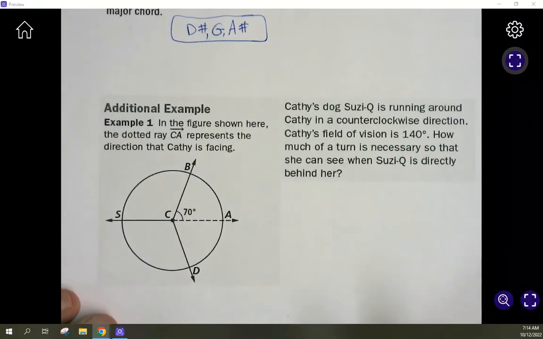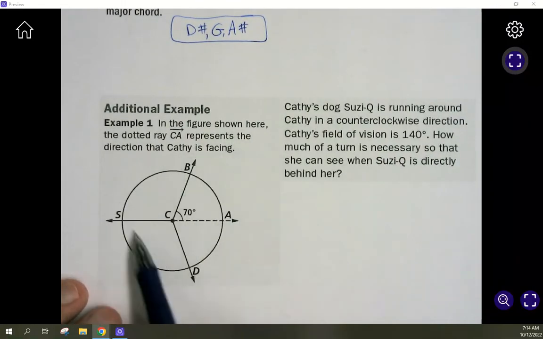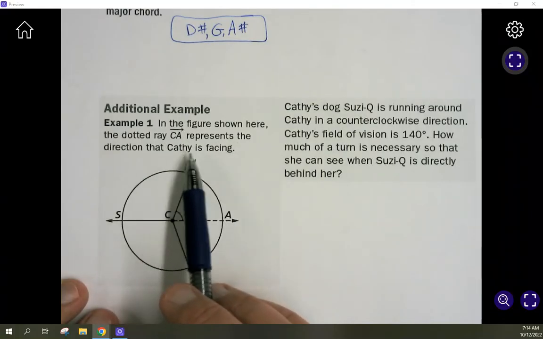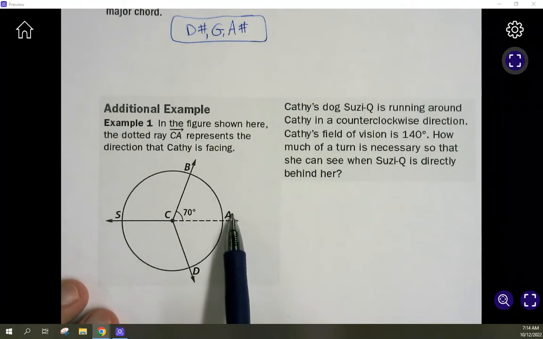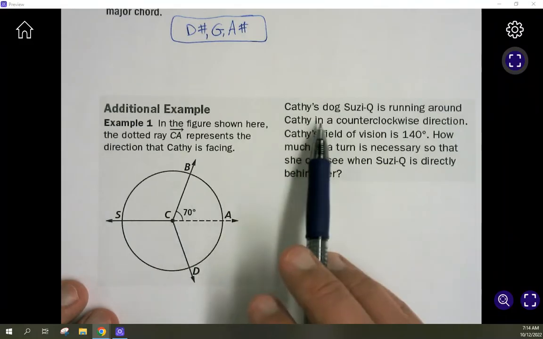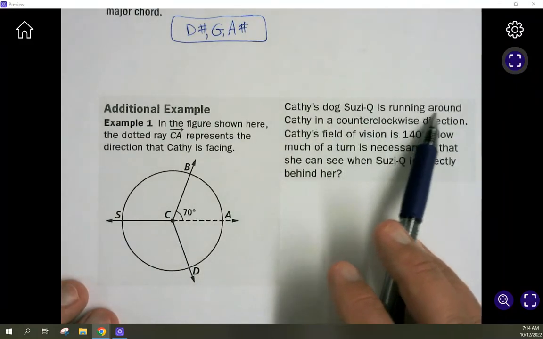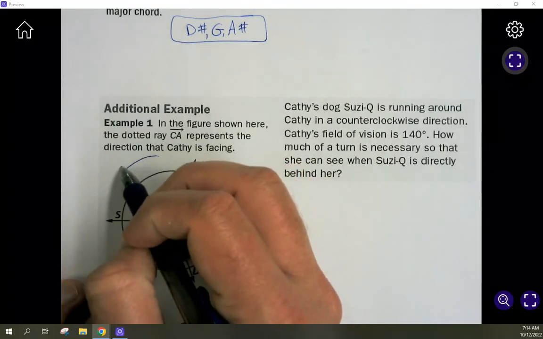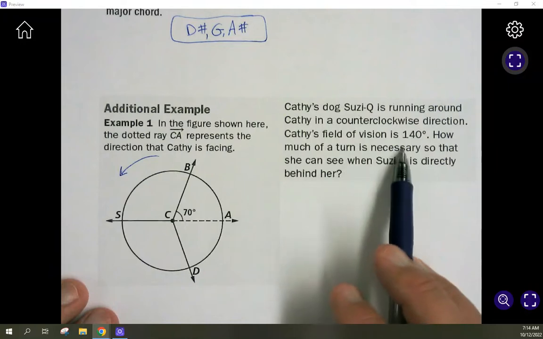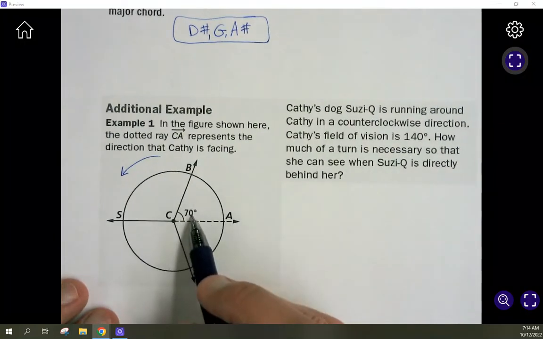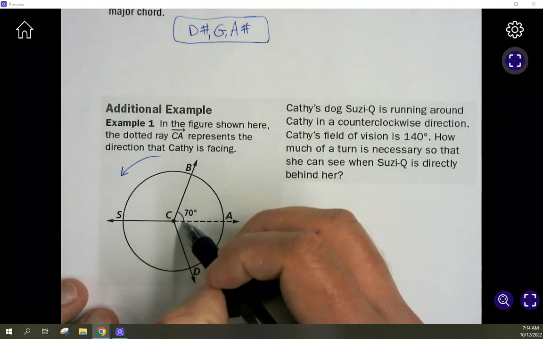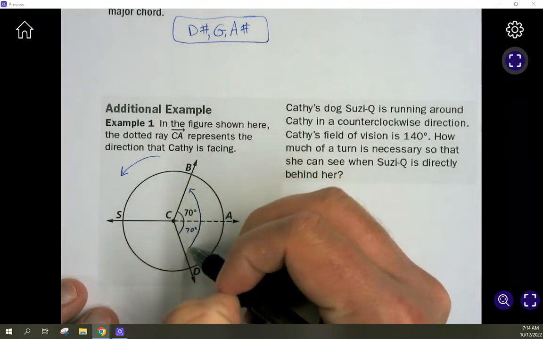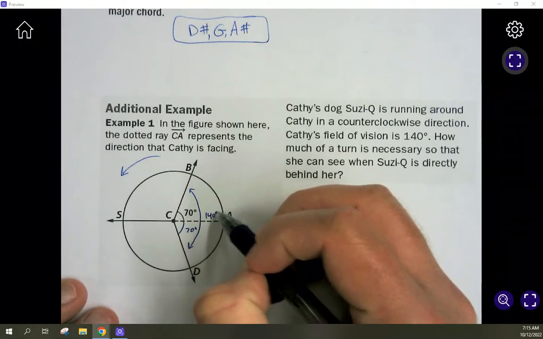All right, and then the last example. In the figure shown here, similar setup to what we did on the front, CA represents the direction that Kathy is facing. So again, we've got someone looking a certain direction. Kathy's dog Susie Q is running around Kathy in a counterclockwise direction, this way. Her field of vision is 140 degrees. That's where this 70 is coming from. This is 70, this is 70 degrees. So altogether, that's 140 degrees.